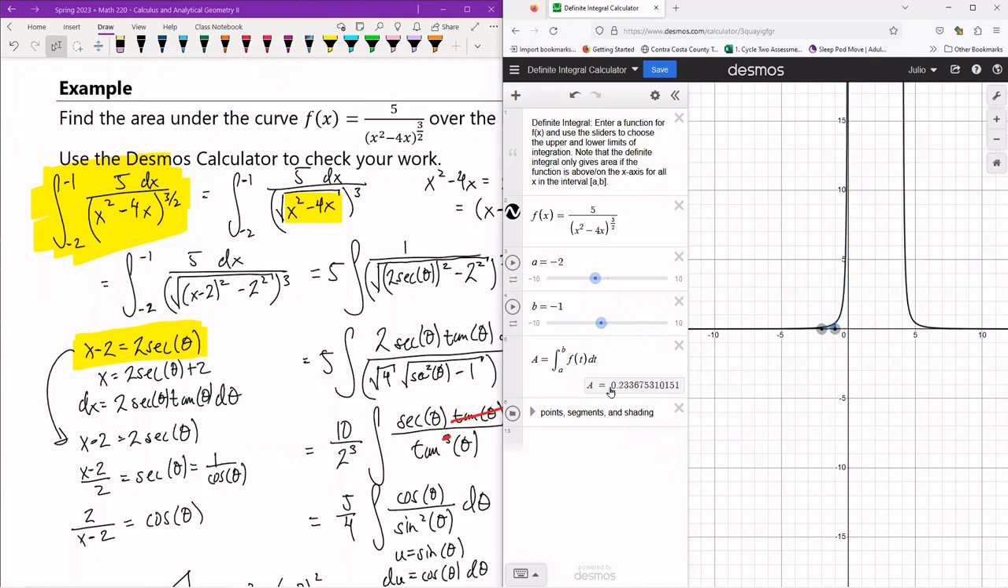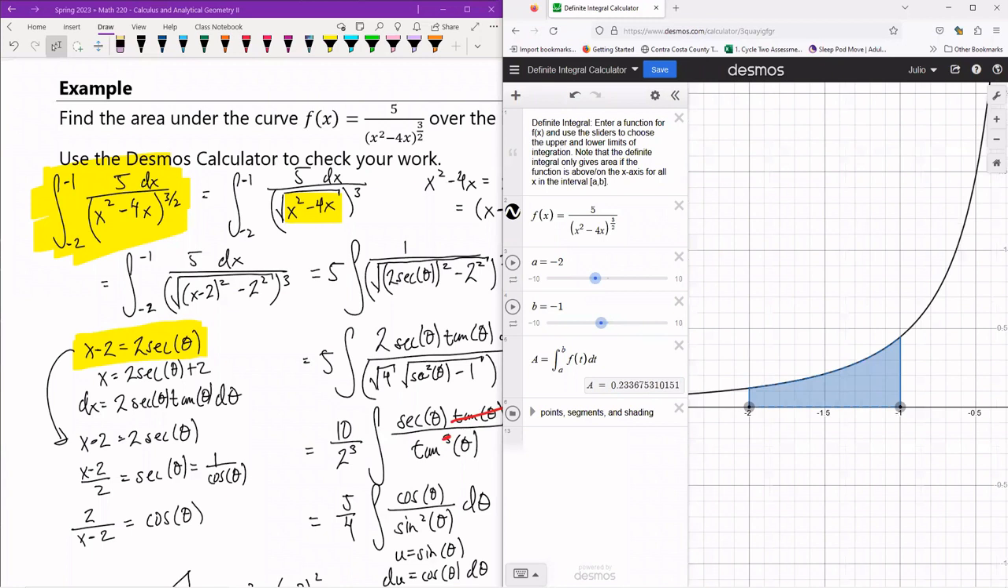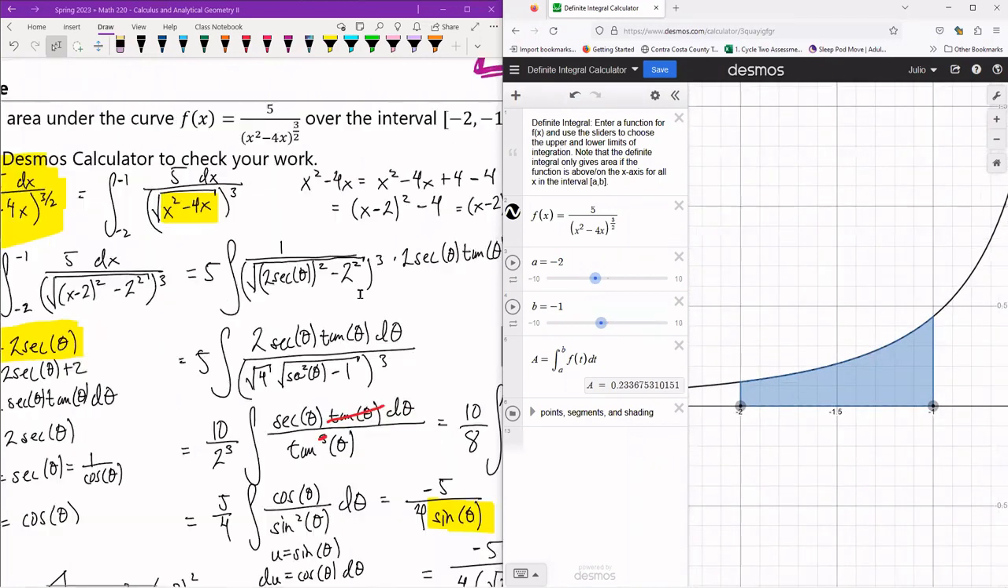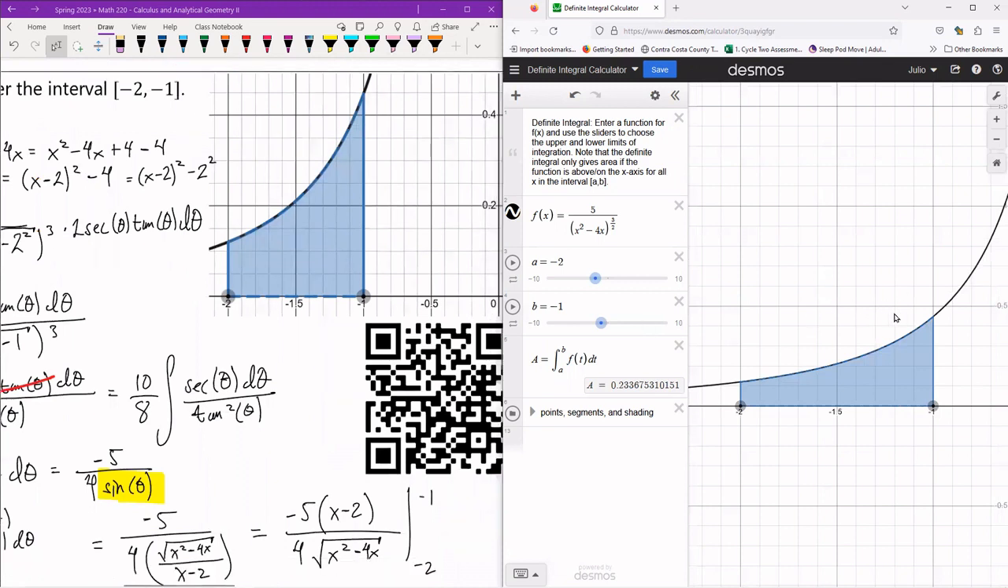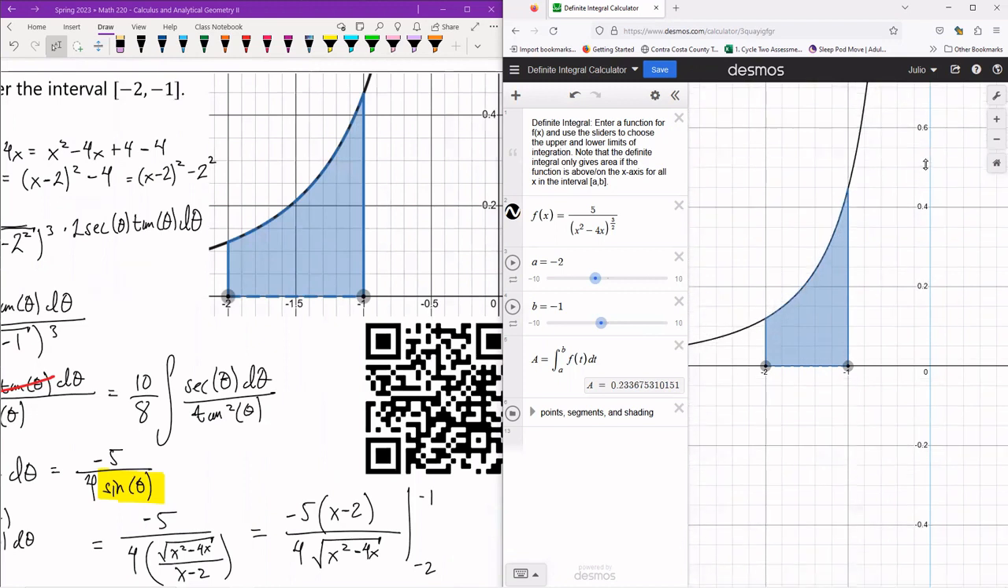There we go. So our answer should be this right here, 0.23367531, right? That is that integral. You can take a look. I'm going to zoom in a little bit and there we go. Yeah, that is the section that we were looking for, right? If you take a look at it, it just doesn't look that pretty. It's a little zoomed out. There we go. Boom.